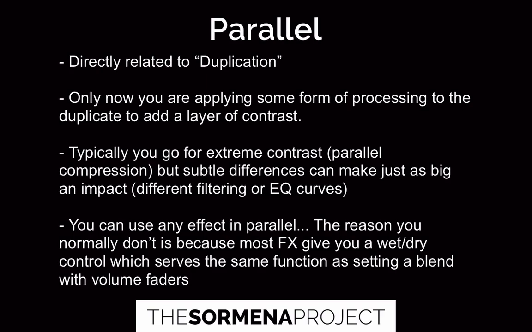However, if you go into that duplicate and you process it differently from the original, that is what we define as parallel processing. So typically with parallel processing, you go for extreme settings because you want that really stark contrast since you're going to be making a blend. This is where the typical application of parallel compression comes into play. You squash the crap out of it. You really compress it heavily so that you get that really nice level of contrast when you mix them back in. But subtle differences here can make just as big an impact.